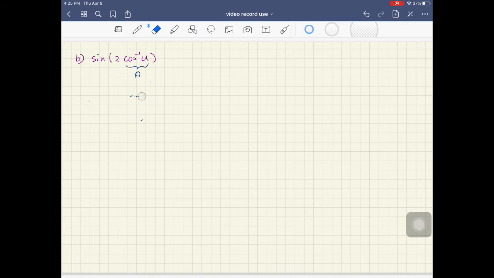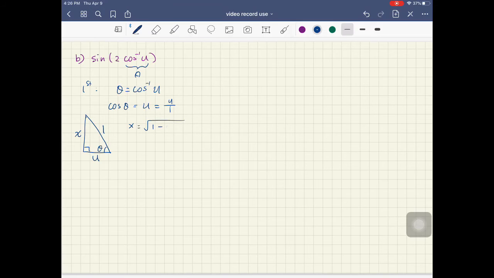Okay, so combining those, my first step is theta equals cosine inverse of u. That tells me cosine of theta equals u, or u over 1. Then from the right triangle, one of the angles is theta, then cosine theta equals u over 1 tells me the hypotenuse is 1, and one of the legs is u, and the other one is x. Then x is equal to square root of 1 minus u squared.